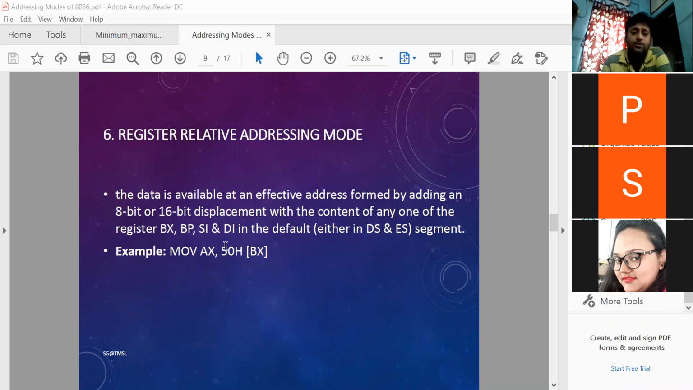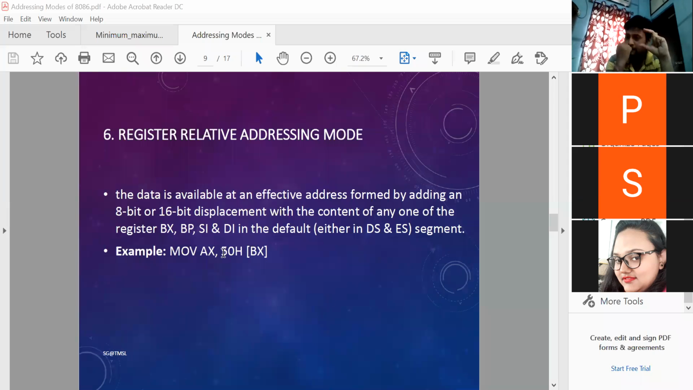Here, what is the size of this data byte? It is 8-bit. An 8-bit displacement can be used, or a 16-bit displacement can be used, like 5000. No problem, anything. Now, what is displacement? Displacement is the distance. Suppose this is your total segment. Within this segment, offset addresses change one by one.